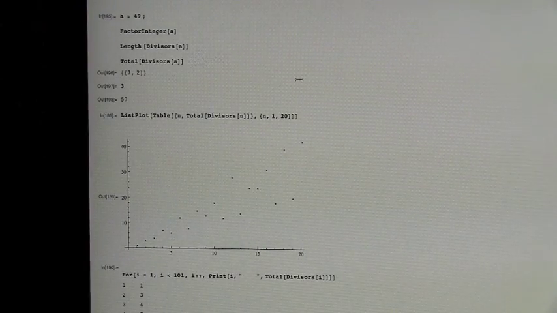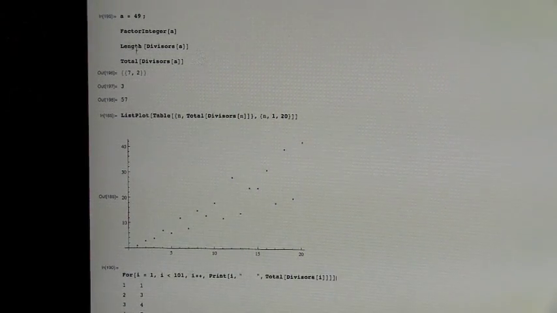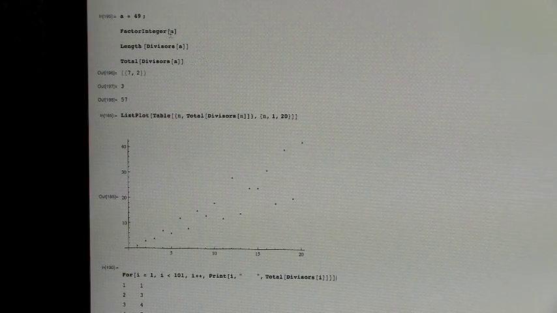FamilyMath 317. So we were playing around on Mathematica today with some of the divisors. We looked at some factors of integers, like 49 is an example that's up right now. We looked at the length of the list of divisors. So 49 had a total of 3 divisors.